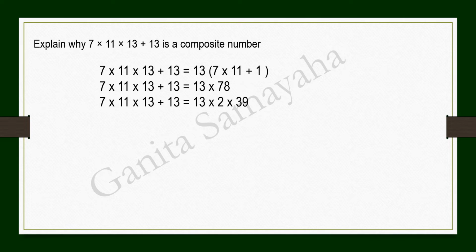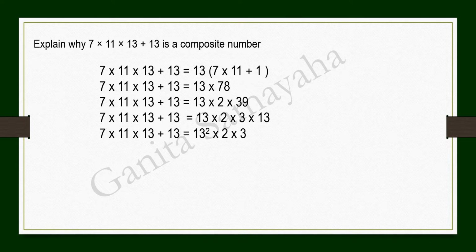78 can be factorized further, and now we have got 2 into 39 for 78. 39 again we know that can be factorized. So go on simplifying it till you cannot factorize it further. Okay, so here we have reached a stage when all of them are prime numbers. 13, 2, 3 and 13 are all prime numbers. We cannot factorize this further.